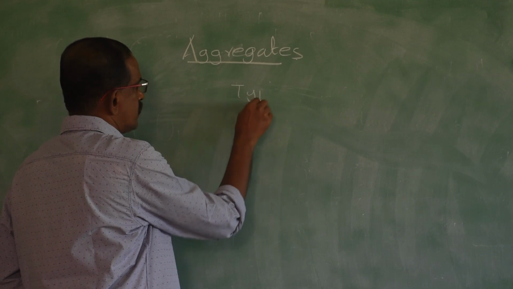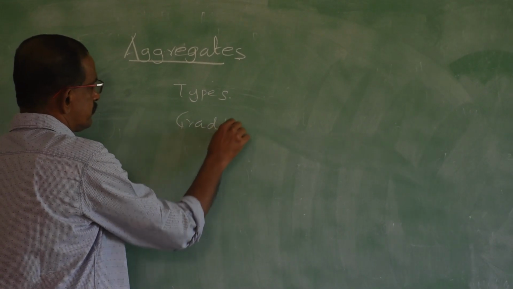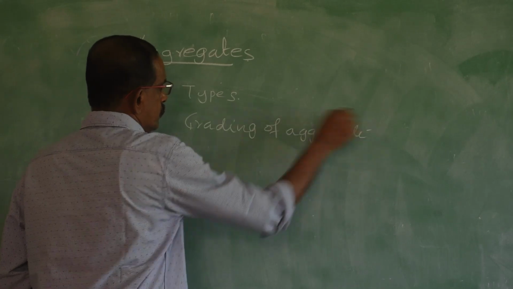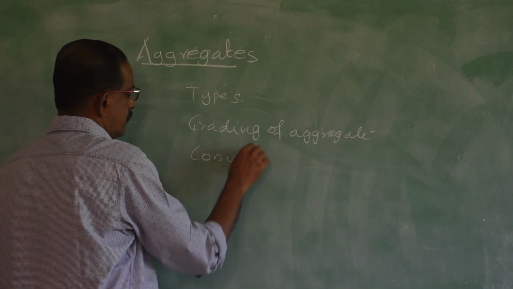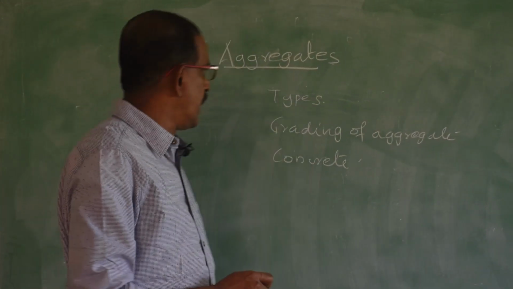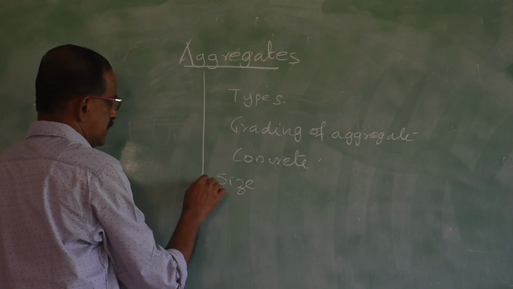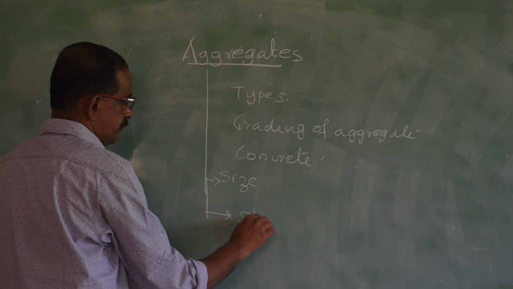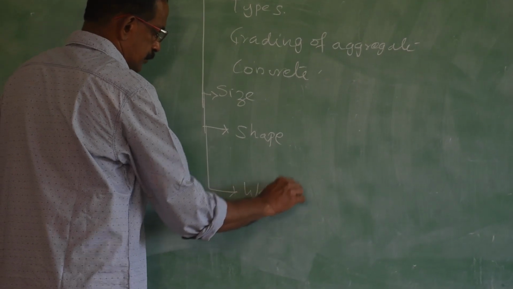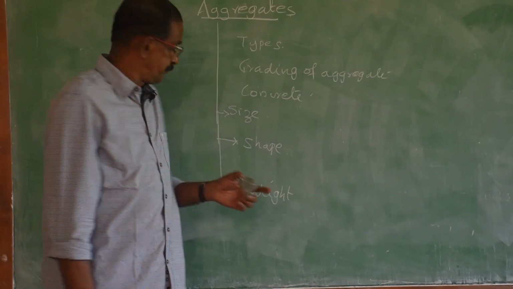So we will discuss this material, aggregate, under the following titles. First we will see the types or the classification, then we will see the grading of aggregate, then we will go to the concrete. So first we will see the types and classification of aggregates. Aggregates are classified based on the size, based on the shape, and based on the weight.